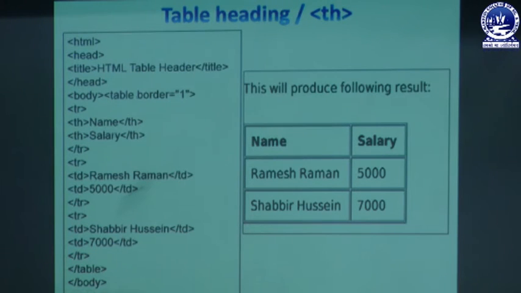So in the first row we have the table heading, as you can see name and salary are the headings of the table, and in the second row we have the data, that is Ramesh Raman and 5000, and in the third row we have Sabir Hussain and 7000 as the data. So you can clearly see that the format of the table heading and table data are different, which actually distinguishes the heading from the data. Finally it comes to the end of the table, then the end of the body, then the end of the HTML tag. So this is all about the table heading tag, the source code and the reflection of the source code.